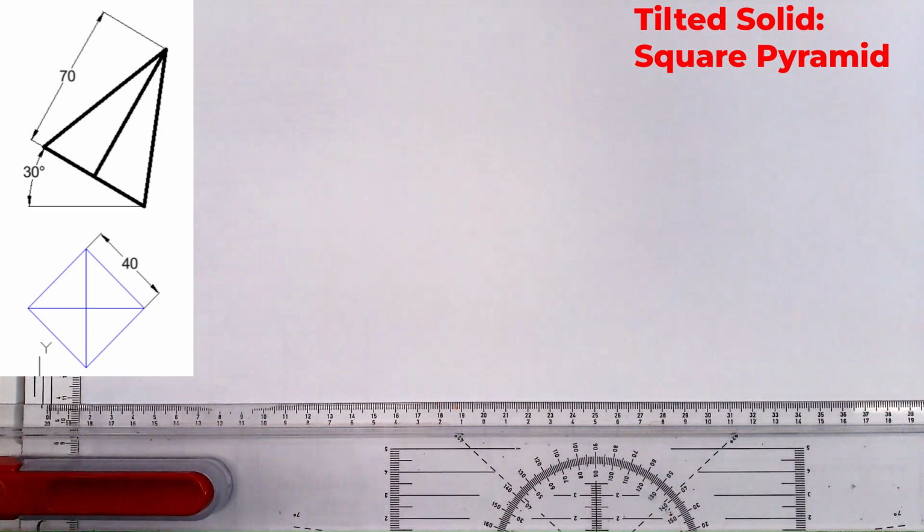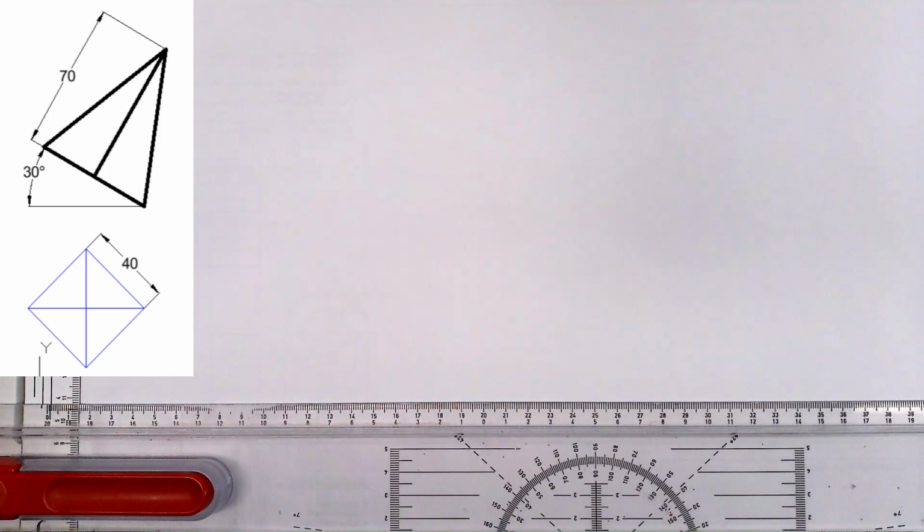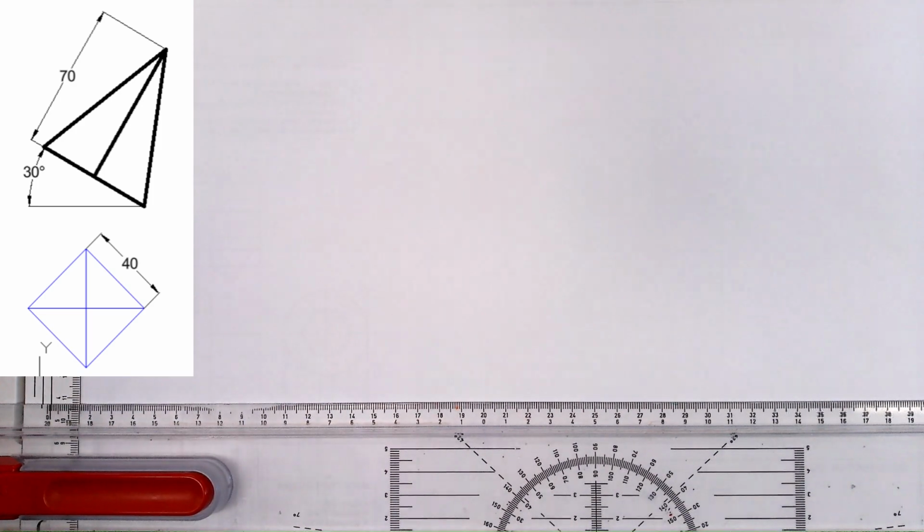Gentlemen, so we're going to draw, let me just get the picture up quickly, a tilted solid. So it is a square pyramid. What's given to us here is an auxiliary, so the blue is the auxiliary, and that auxiliary has aligned itself with the tilted front view. So that's what you would possibly be given in an assessment.